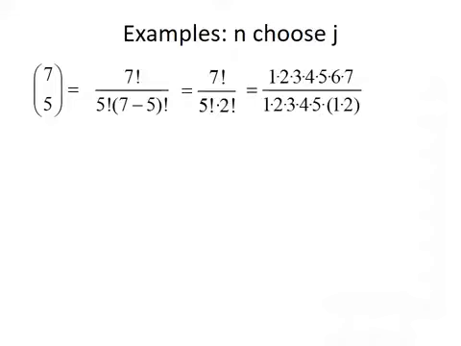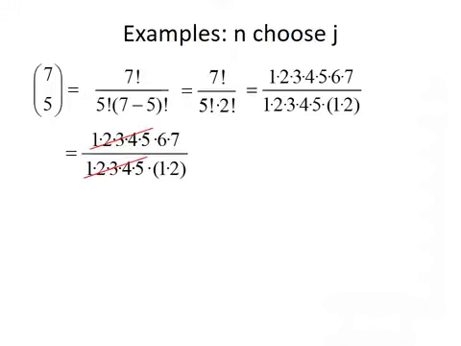And if we expand the factorials, we'll get 1 times 2 times 3 times 4 times 5 times 6 times 7 divided by 1 times 2 times 3 times 4 times 5 times 1 times 2. We have common factors in both the numerator and denominator, so we can cancel out the 1 through 5 in both top and bottom, leaving us with 6 times 7 divided by 1 times 2. If we simplify that, we'll get 42 divided by 2, which we can evaluate as 21.